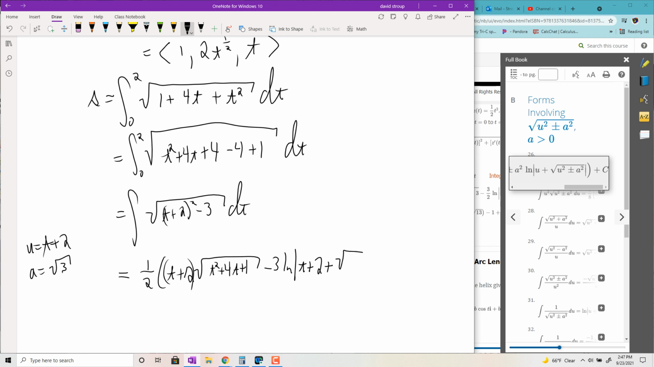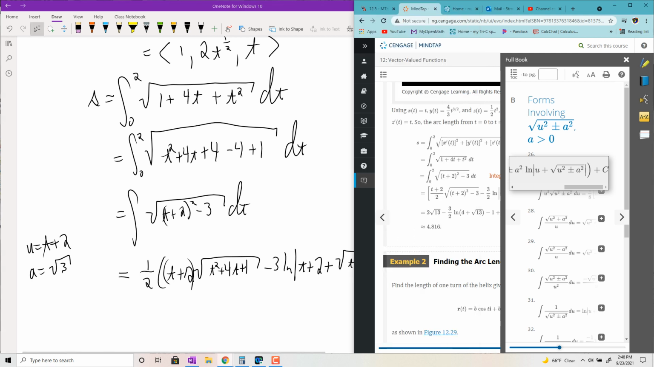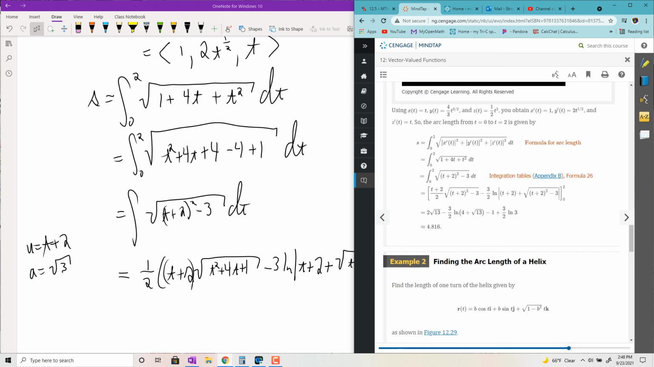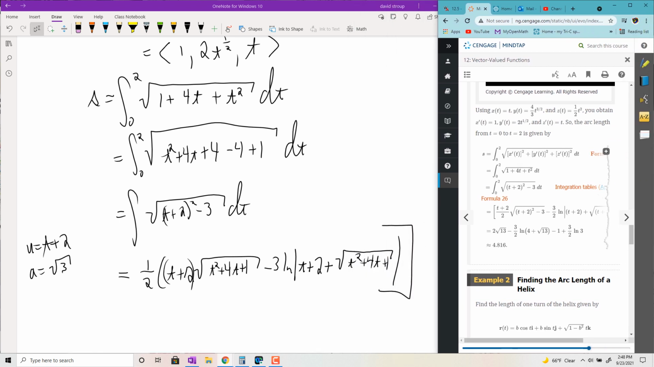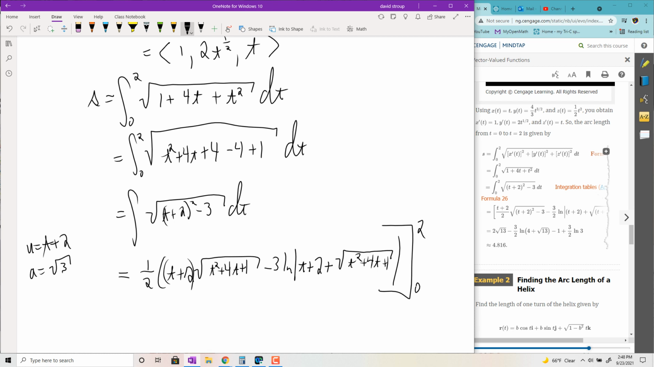It's 2 plus again the square root of t squared plus 4t plus 1. And then we have to evaluate this thing. Okay, I take their word for it. It is what they say it is. They've distributed the 1/2 in their answer, and evaluate it from 0 to 2. And apparently you get 4.816 of that. Okay, great. So there's that.